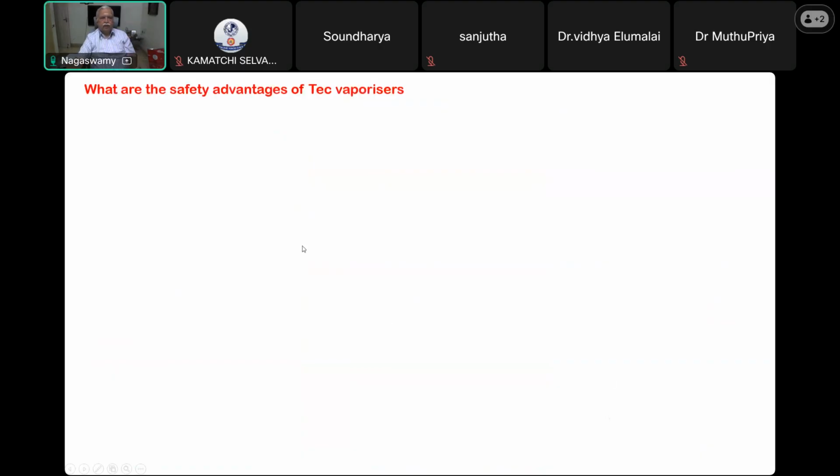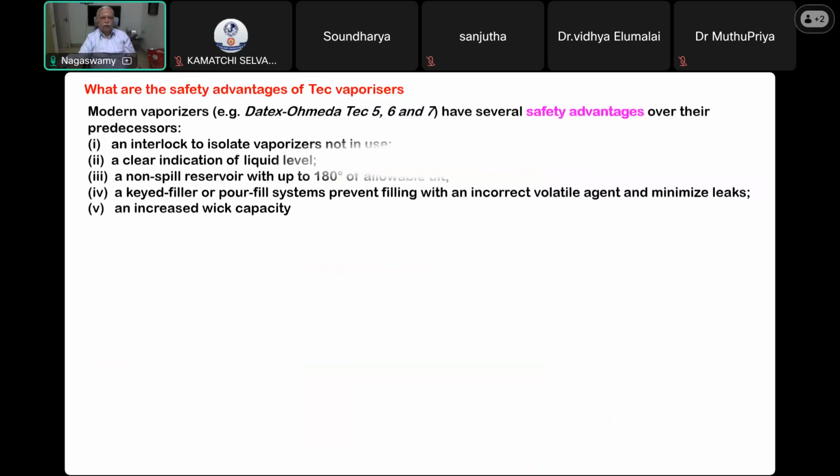What are the safety advantages of Tec vaporizers? It is agent specific. It has an interlocking system, very good. It is interlocked to isolate the vaporizer as selected, with a clear indication of liquid level, a non-spill reservoir with up to 180 degrees allowable tilt, key fill or pour fill systems that prevent filling with an incorrect agent, and increased wick capacity.